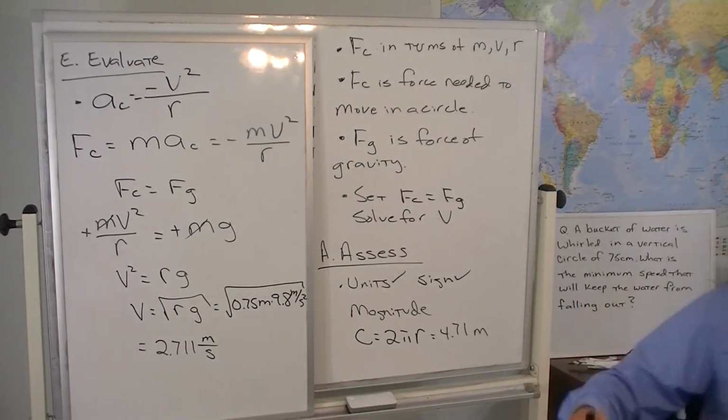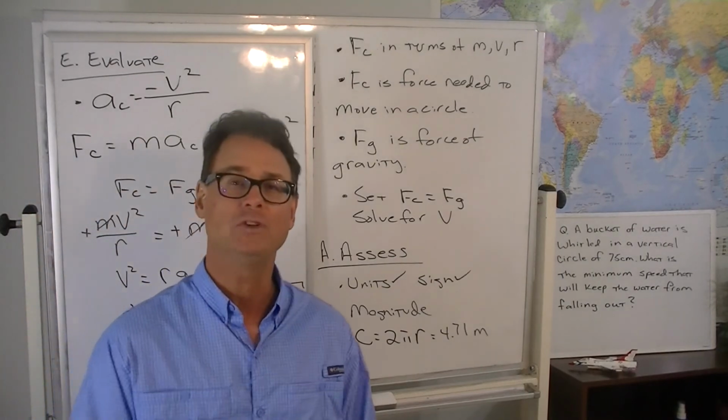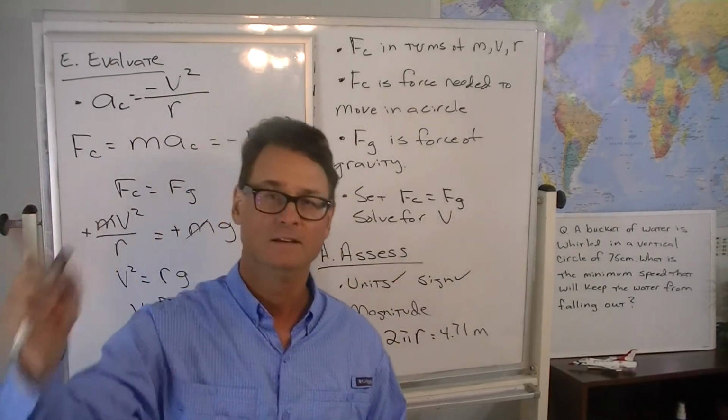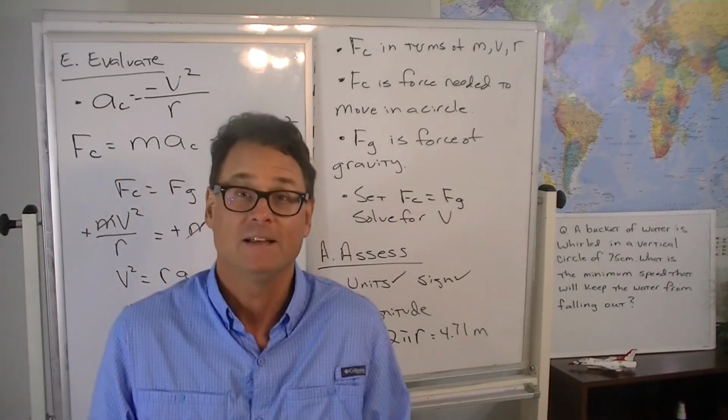So swinging that bucket around, it's going to take about 2 seconds for that bucket to go around that circle. And I've done this before and I've got some intuition with it.